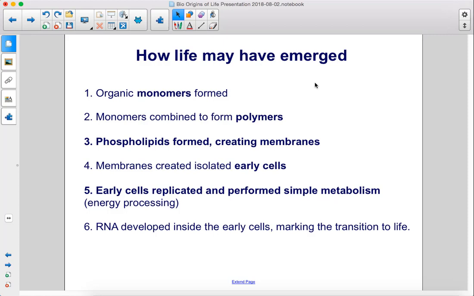How life may have emerged. 1. Organic monomers formed. 2. Monomers combined to form polymers. 3. Phospholipids formed, creating membranes. 4. Membranes created isolated early cells. 5. Early cells replicated and performed simple metabolism, energy processing. 6. RNA developed inside the early cells, marking the transition to life.